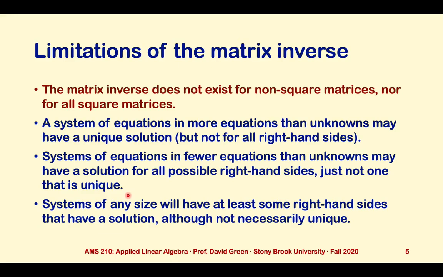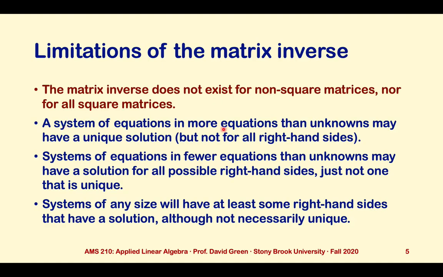But it also has some limitations. One of the biggest of these is that it does not exist for non-square matrices, and thus cannot be applied to any system that doesn't have an equal number of equations and unknowns. Even in cases where there is an equal number of equations and unknowns, the matrix inverse does not always exist for the coefficient matrix of such a system. So we can apply the matrix inverse to solve linear systems, but only for some linear systems.